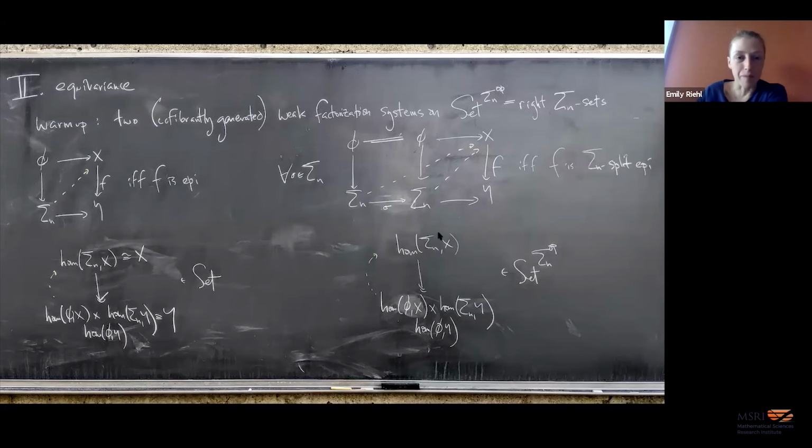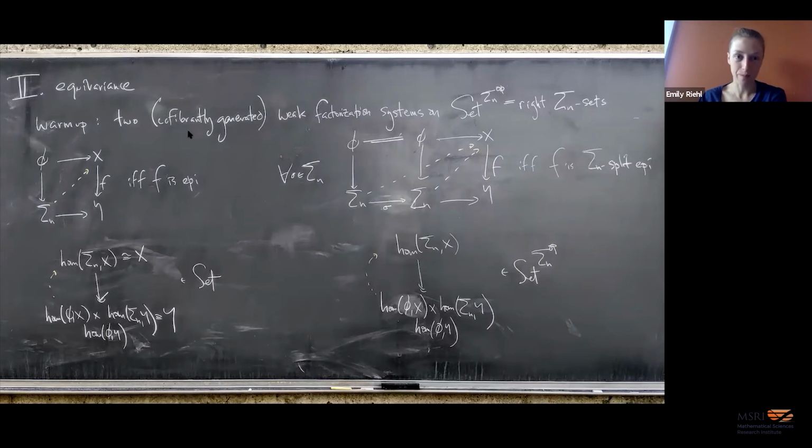So I want to start with a simple category. This is the category of right Sigma n sets, where Sigma n is the symmetric group. This is a presheaf category. I could have just said Sigma n hat, but it's the category of contravariant functors from Sigma n into sets. You can think of X and Y as sets with a Sigma n action on the right, and a map should be an equivariant map, so a map that respects the action by elements of the symmetric group.